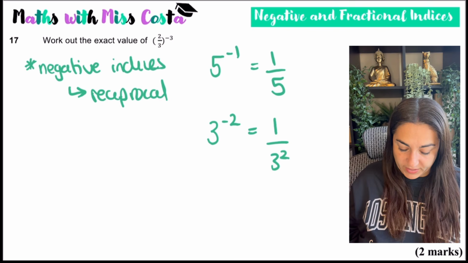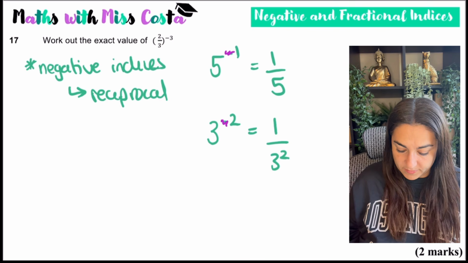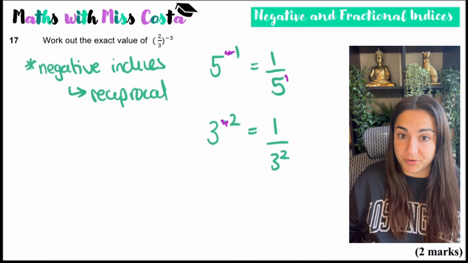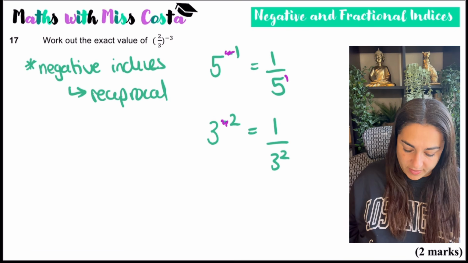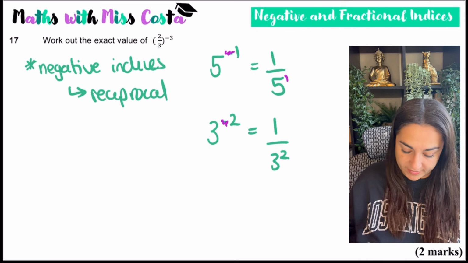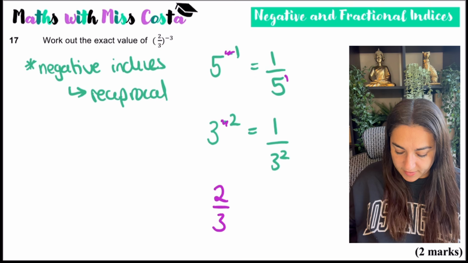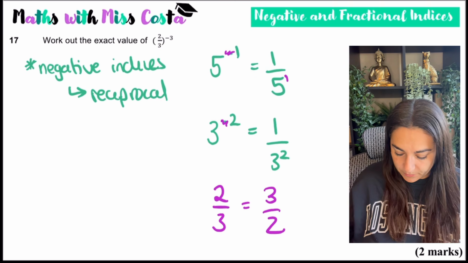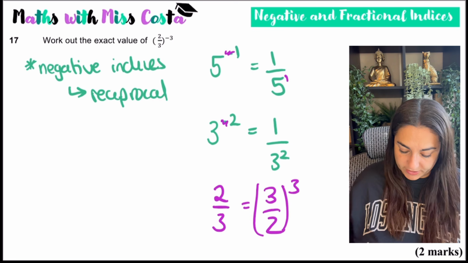So if we imagined we took away the minus, that would just be 5 to the power of 1, but the reciprocal would be 1 over that thing. This, if we took away the minus, would be 3 squared, but the reciprocal is 1 over 3 squared. Now when we come to fractions, the reciprocal is a little bit easier. You just flip the fraction over. So that would be 3 over 2 to the power of 3 in this question.